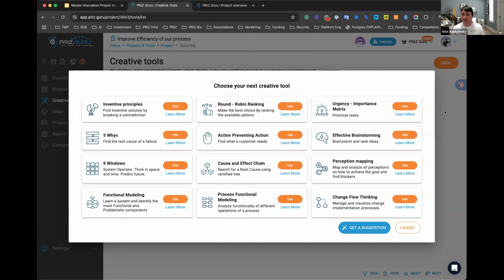Urgency, importance, to prioritize tasks. Apparently it's not that easy, because if we have a huge list of tasks, it's actually very complicated to do, just cognitively thinking about that. There are a couple of well-known, popular tools like 5 Whys and cause and effect chains. These tools are more for root cause analysis. One is a linear approach for root cause analysis. Another one is for ramified trees when we're building that.